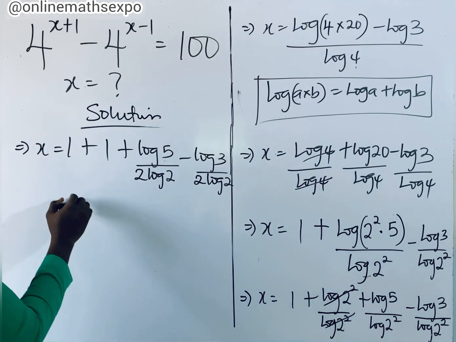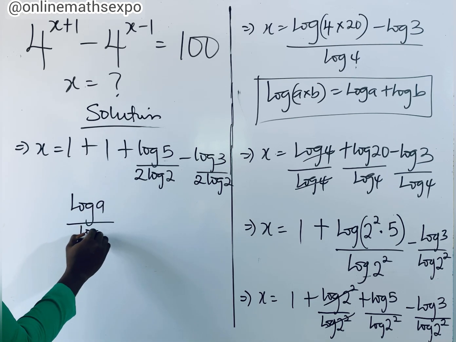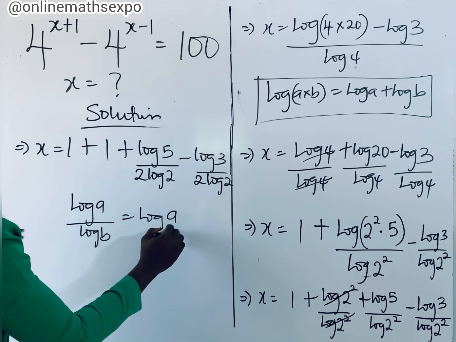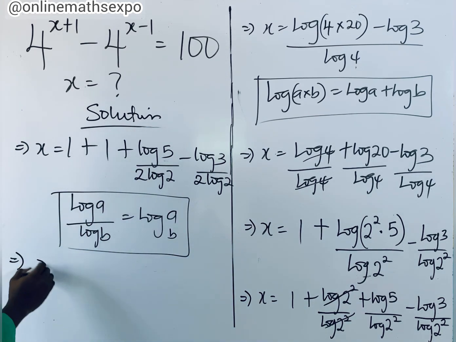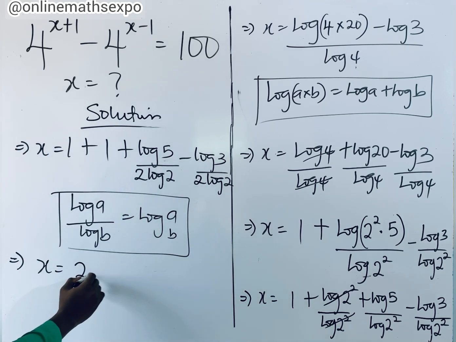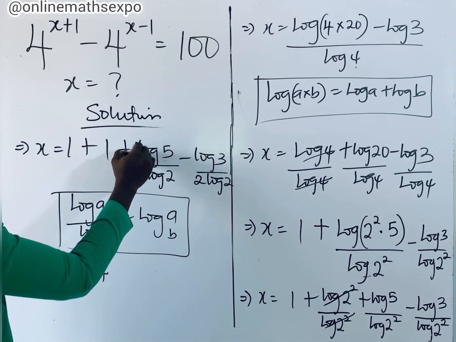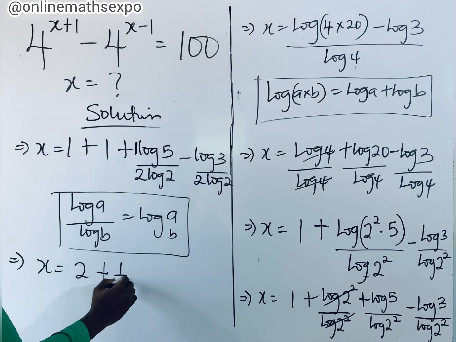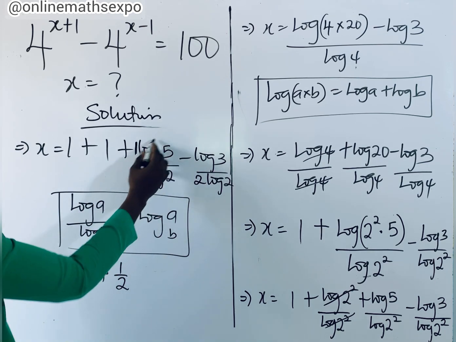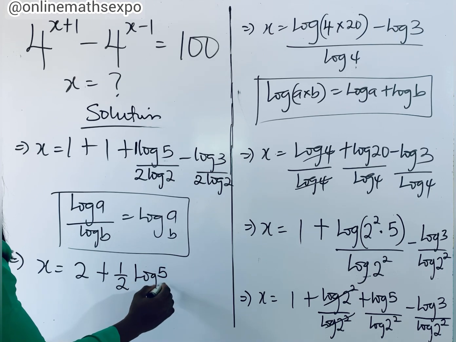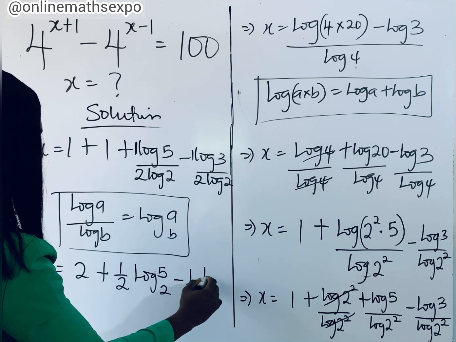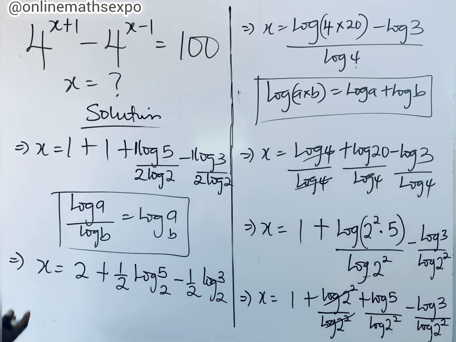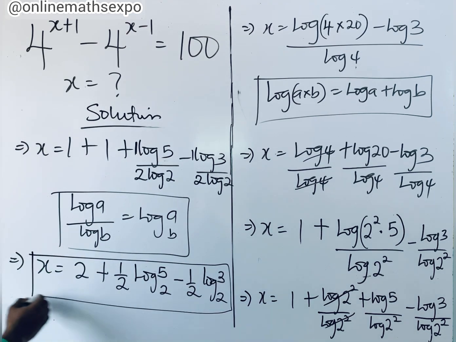Now what do you do next? You just need to remember that for every log of a over log of b is equal to log of a base b. So let's apply this to beautify our work. So in that case, x is giving us 1 plus 1 is 2, plus, remember the coefficient is 1 here, so this will give us half. So we apply this, we are having log of 5 base 2, minus, this is 1 here, so we have half log of 3 base 2. Now you observe that this is the lowest form. In that case, this gives us the value of x.